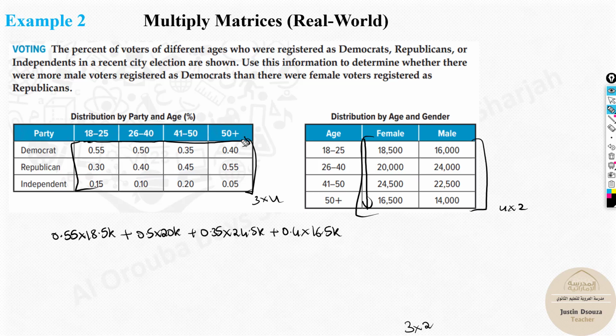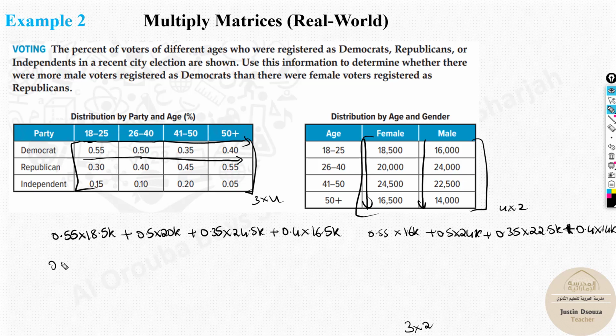Now the same thing is multiplied over here as well, and let's see what's the answers. It'll be the same thing, 0.55, but multiplied with 16k, plus 0.5 multiplied with 24k, plus 0.35 multiplied with 22.5k, and lastly plus 0.4 multiplied with 14k, sorry. That's done. Now same thing, this entire thing will be multiplied over here.